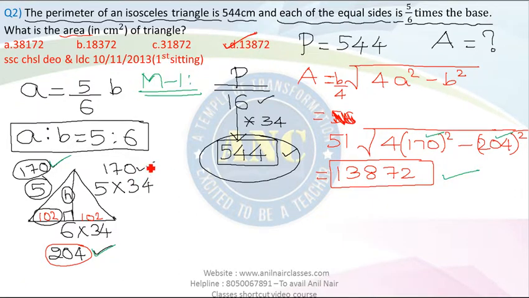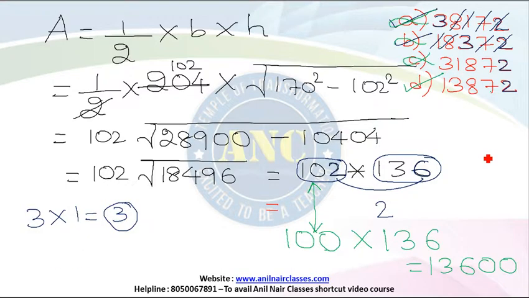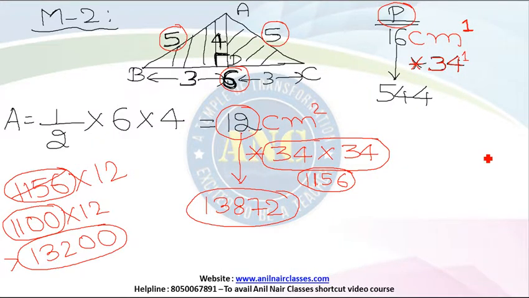In method 1, you are working with bigger numbers like 170 square, 204 square. In method 2, you are working with smaller numbers. You decide which is the better methodology for you. I hope I am making sense for you people.